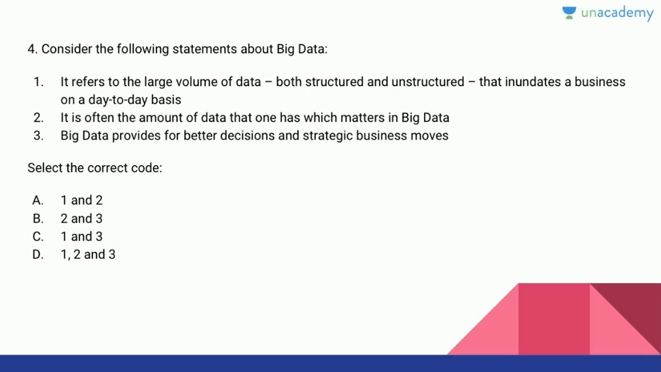Question number 4. Consider the following statements about big data. It refers to the large volume of data, both structured and unstructured, that inundates a business on a day-to-day basis. It is often the amount of data that one has which matters in big data, and big data provides for better decision and strategic business move. Okay, so this is absolutely wrong because it is not the amount of data but rather what an organization does with the data that is important. First and third are correct. Answer is C, that is 1 and 3.